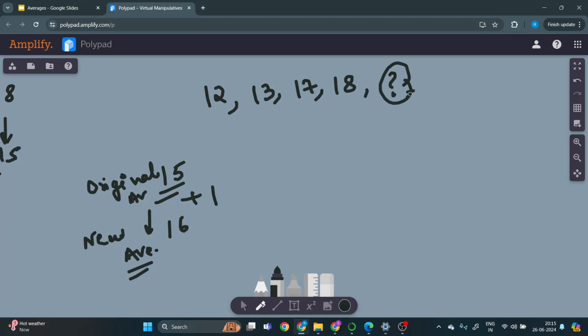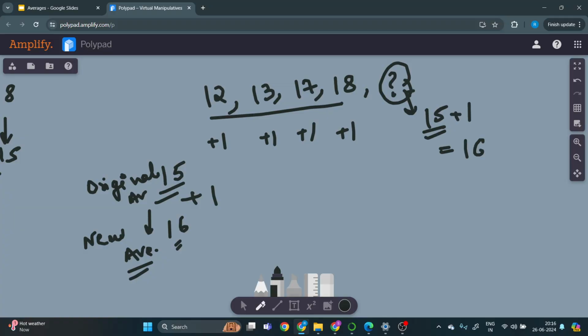So what you guys have to do is first replace the question mark by the average. Why? Because the original average is 15 for these four numbers, and now by adding the question mark, we are increasing the average to 16. And we have to find the question mark. So first, replace the question mark by 15. It is not our answer. And add 1 to each number. Plus 1, plus 1, plus 1, plus 1. And then 15 plus 1 as well. It comes down to 16.